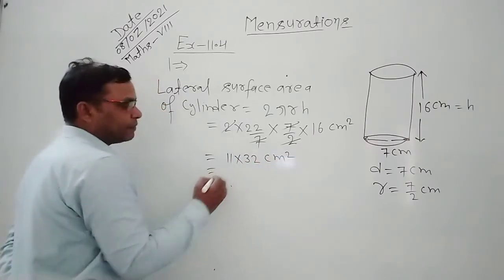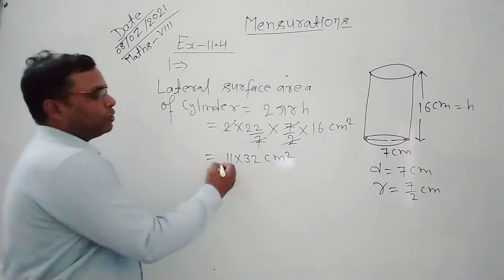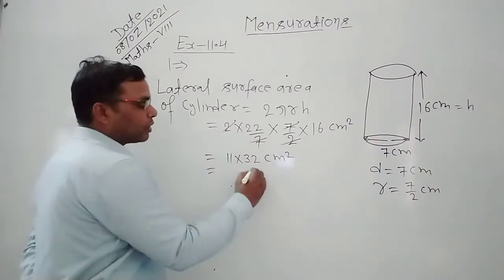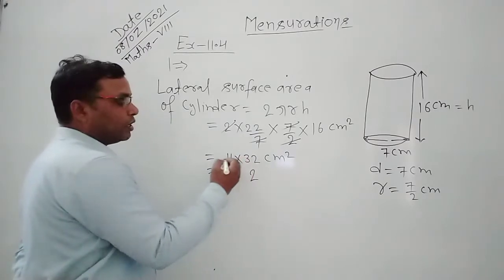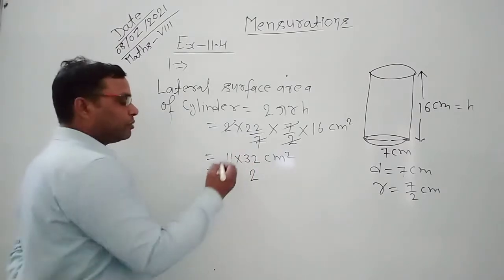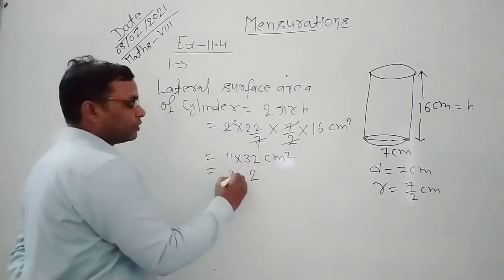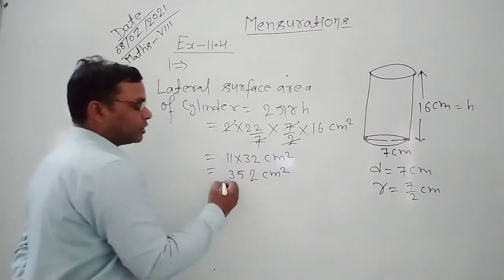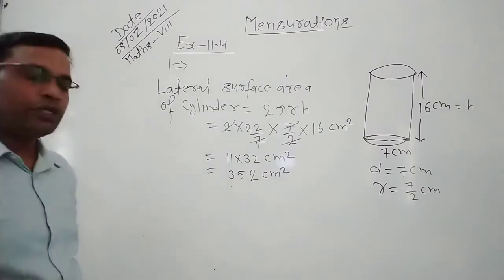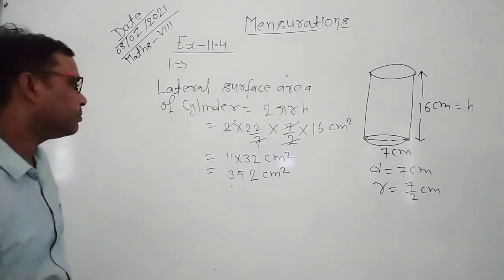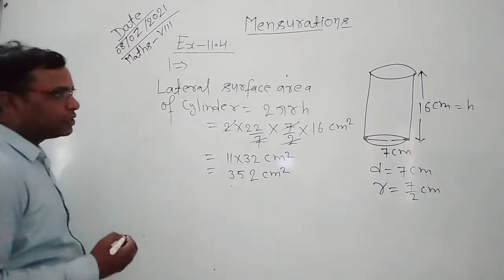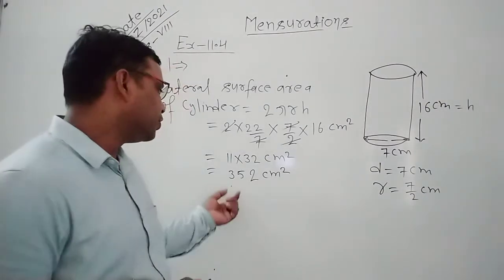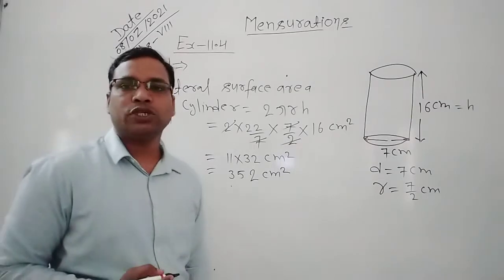If you multiply it, 11 into 32, 11 into 2 is 22, 11 into 3 is 33, 33 plus 2 is 35, so 352 centimeter square. This is the LSA of the cylinder. You can see here we found the lateral surface area of the cylinder. This is equal to 352 centimeter square.